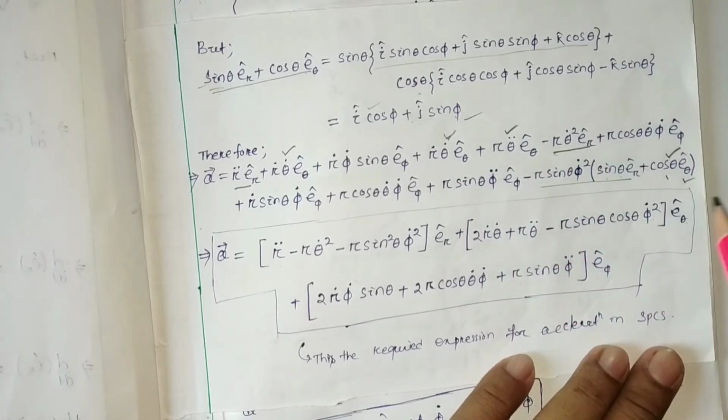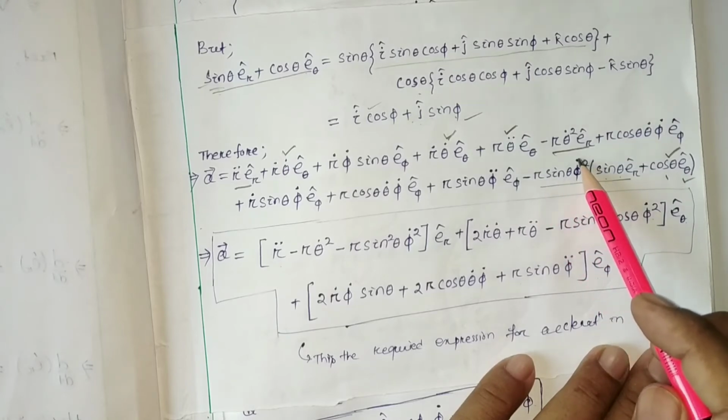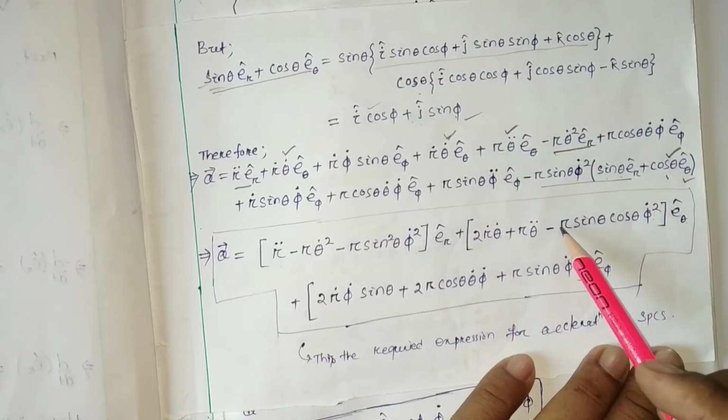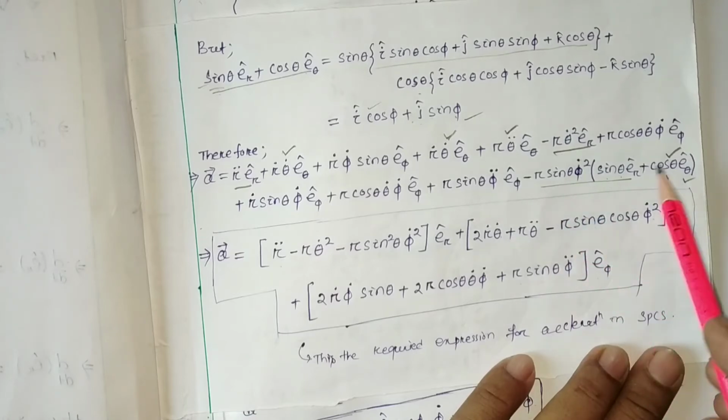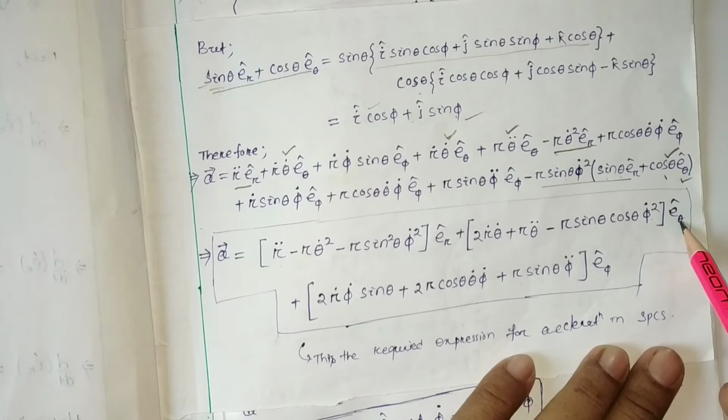Now another term is here: minus r sin theta phi dot square cos theta. So minus r sin theta cos theta phi dot square e_theta cap, right?